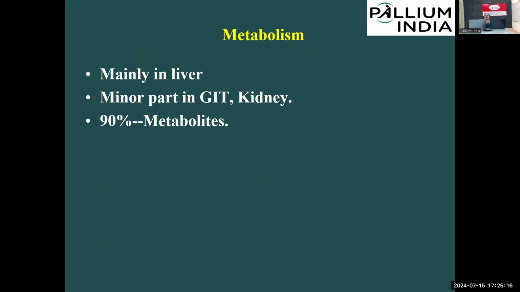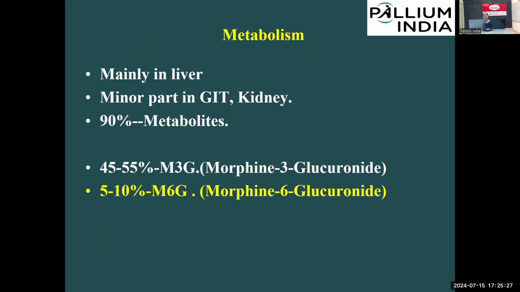And 90% of morphine gets converted to its metabolites. The metabolites of morphine are morphine 6-glucuronide and morphine 3-glucuronide. Morphine 6-glucuronide, which is around 5 to 10% of the metabolites, is responsible for the analgesic effect of morphine. So this morphine 6-glucuronide produces the analgesic effect. And morphine 3-glucuronide is responsible for the neurotoxic effects of morphine.